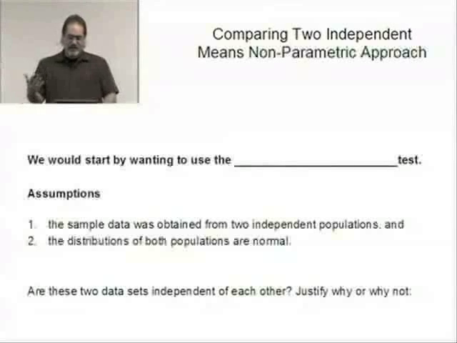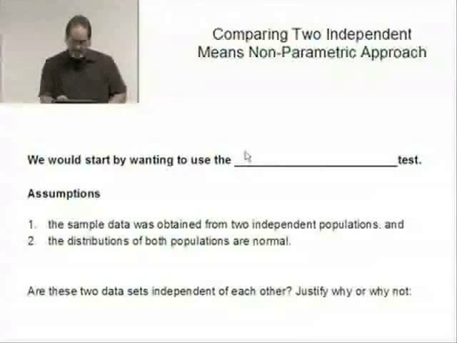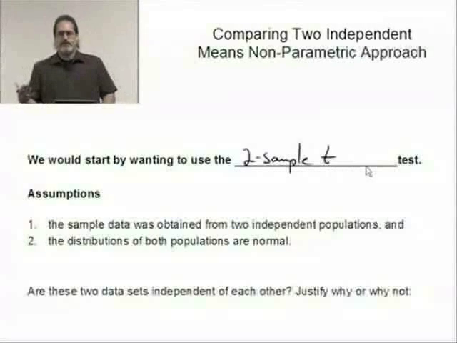We want to start out by using the two-sample t-test. The reason is that we're talking about the means, or at least we want to talk about the means. The assumption is that data is obtained from two independent populations and the distributions of both populations are normal. Now, are these independent of each other? Yes, we've already gone through this a couple of times. They are in fact independent.